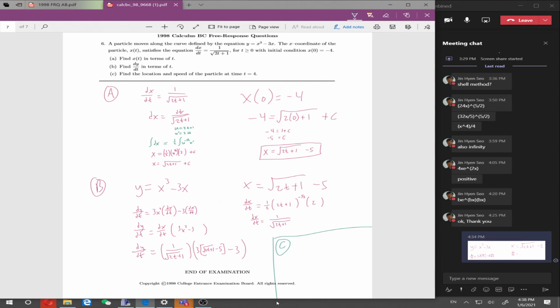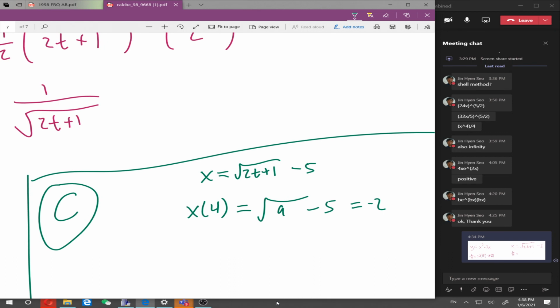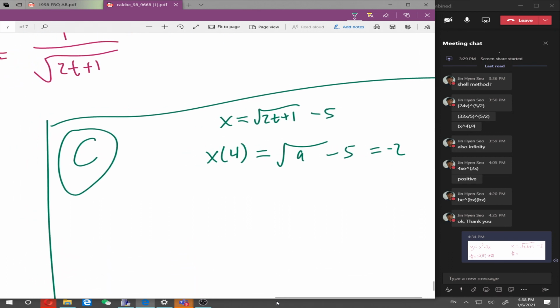Okay, we have our x equation from part A, square root of 2t plus 1, minus 5. So what is x at 4? -2. Okay, so this is the square root of 9 minus 5, which is -2. I also need my y position.